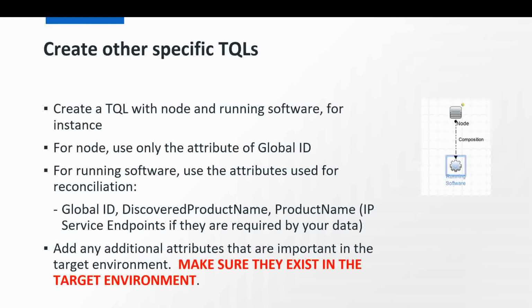But this time, for a node, we don't need to push any additional information except the global ID. For running software, you would want to push all of the attributes used for reconciliation. For example, discovered product name, IP service endpoints if they are required by your data, global ID, and then any additional attributes that are important on the target system, right? And make sure those exist on both systems.